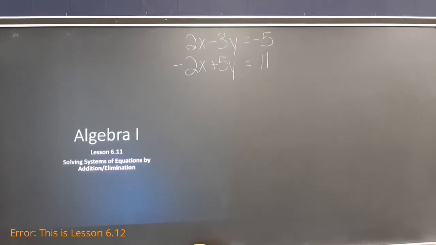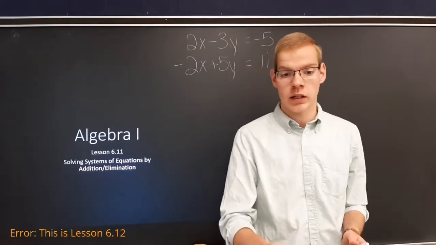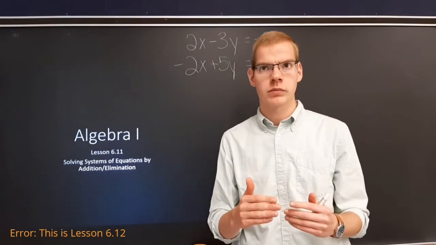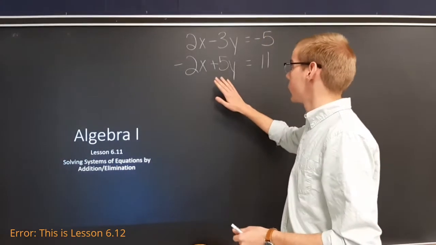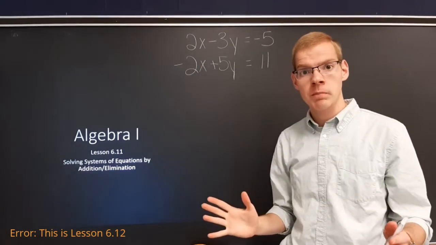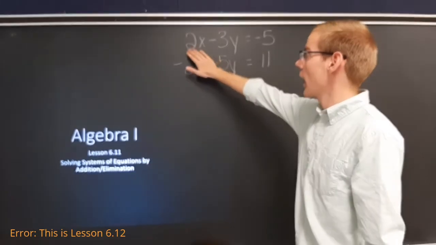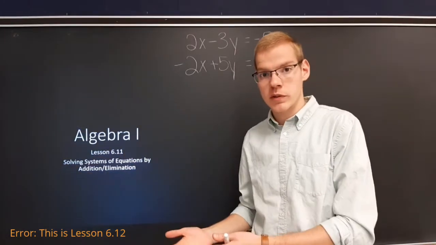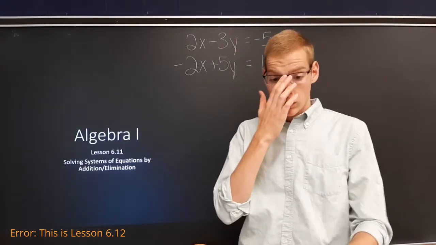Algebra Lesson 11, Solving Systems of Equations by Addition and Elimination. What we've done before is solving systems of equations by substitution. That is where one of these terms has no number in front of it, no coefficient, and that works well with substitution. But if we have a coefficient there, then we can't use substitution, and that's where we use the addition and elimination method.